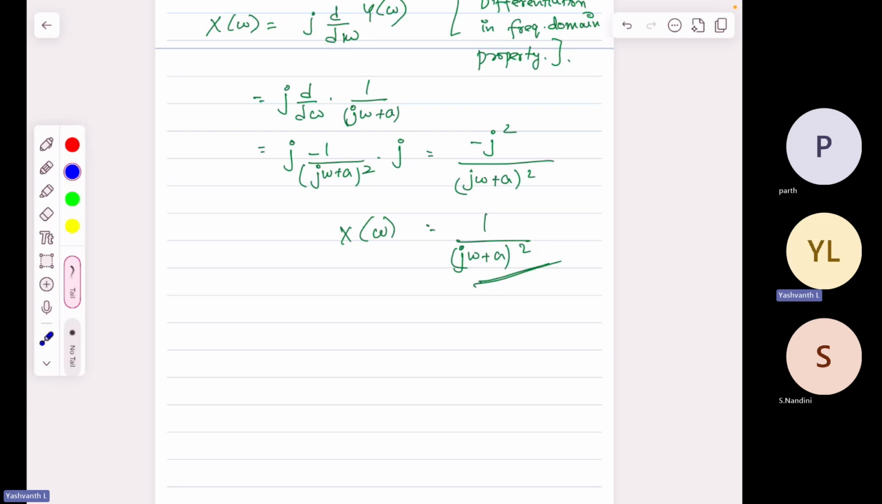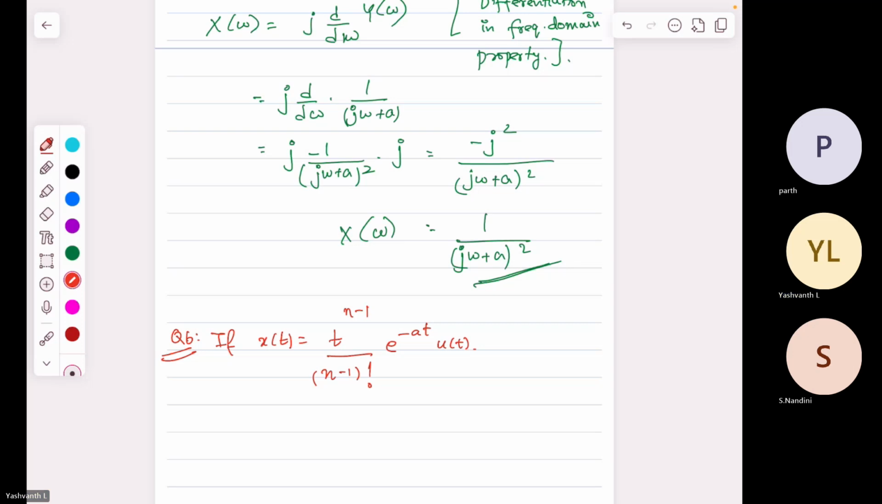Okay, let us resume. The next question, question 6. It says that if x of t equal to t power n minus 1 by n minus 1 factorial into e power minus at u of t, then show that X of omega equal to 1 by a plus j omega power n.